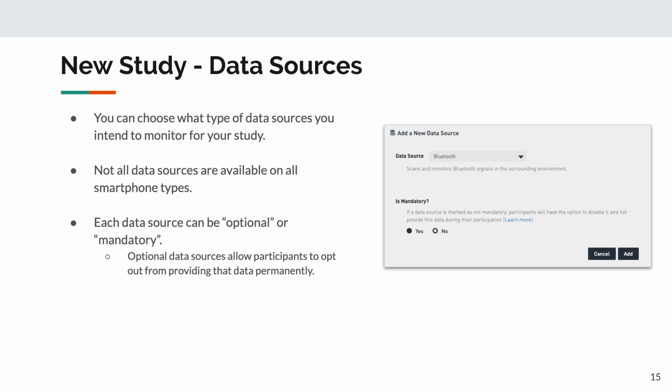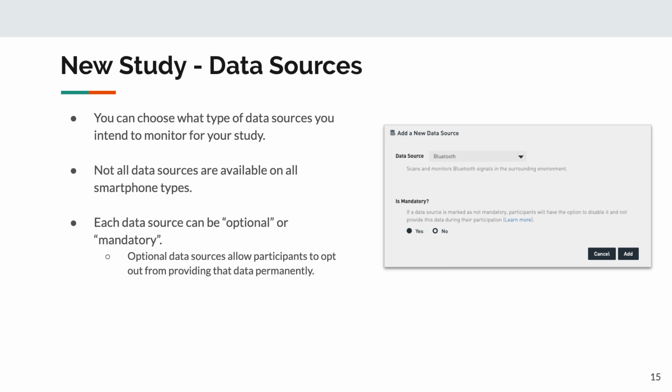You can also mark a data source to be optional or mandatory. There are a lot of things that can happen in the phone for the data source to be disabled. For example, if you choose to collect location data with GPS, the participant can turn off their GPS. Some people just have the habit of keeping the GPS off for privacy, for saving battery. We will not be able to collect the data.